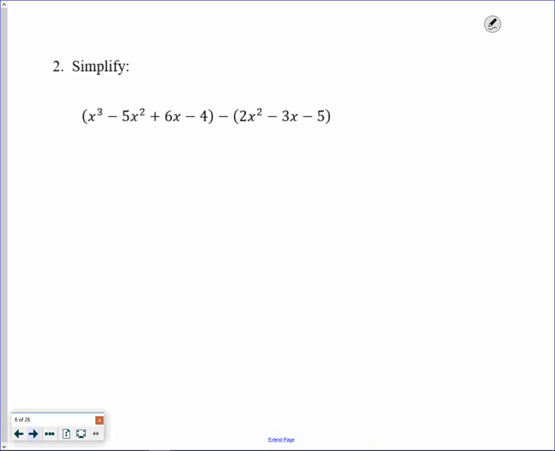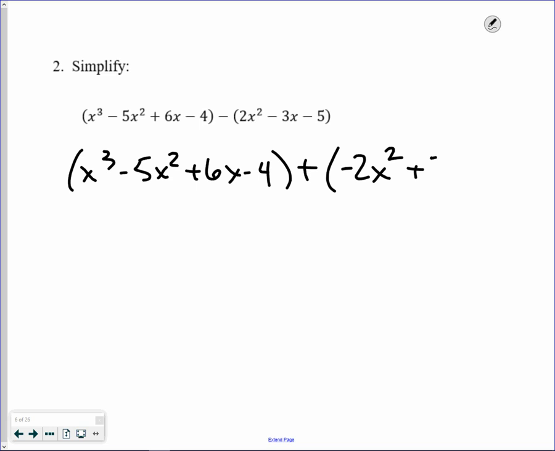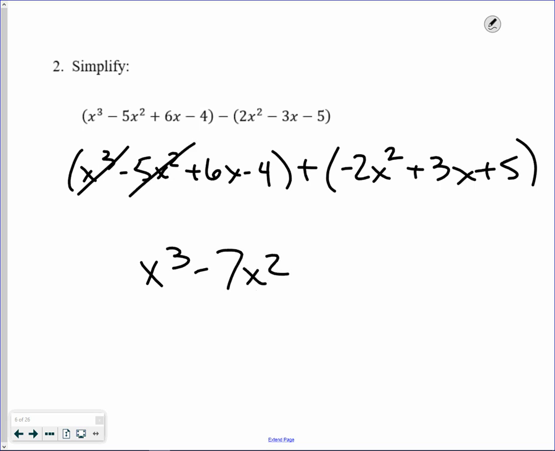Minus, don't forget when you're minusing everything in the second parenthesis. Some people would suggest that you rewrite the second one. So plus, and then change all the signs. You don't have to, but ultimately I'm again adding the like ones. x cubed minus 7x squared plus 9x plus 1.